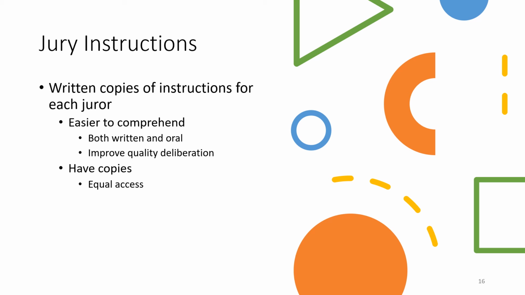Jury instructions. Jury instructions are written copies of the instruction for each juror. They are written typically on about a 6th grade level. They've got to be easy to comprehend, and they are read aloud to the jury. So before closing arguments typically, the court will read the jury instructions and then allow the attorneys to make their closing arguments. And the jurors typically will have a written copy to follow along with as the judge reads it.